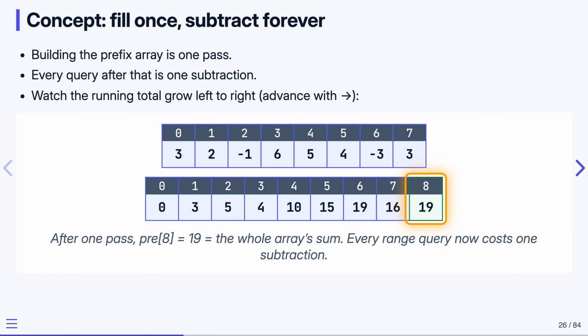We keep going to the end. After one pass, pre[8] is 19. That is the sum of the whole array. Now any range query costs just one subtraction.